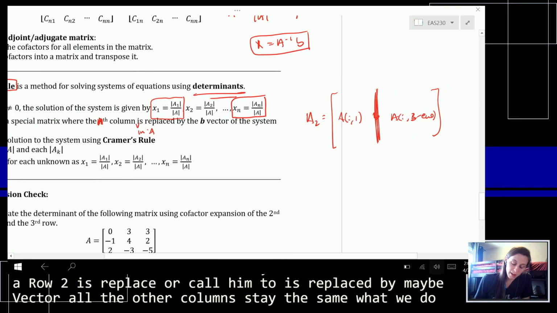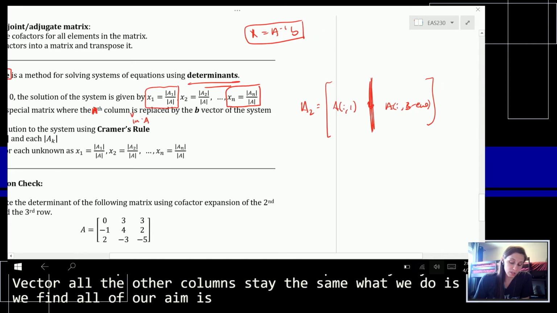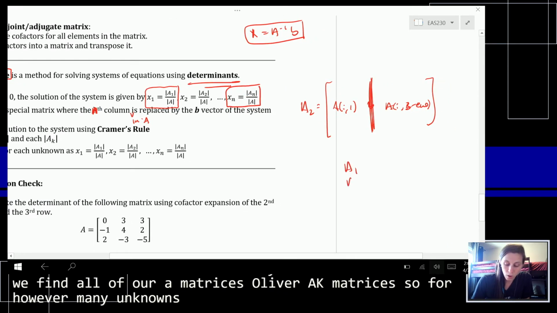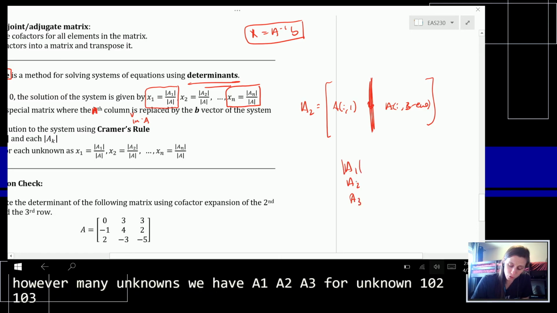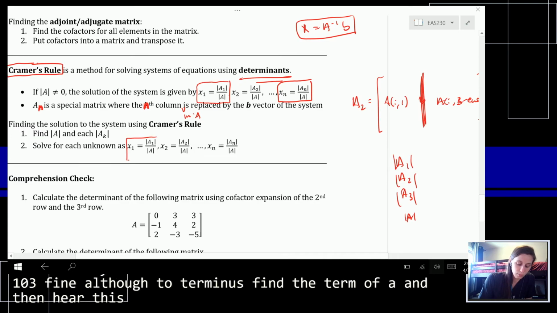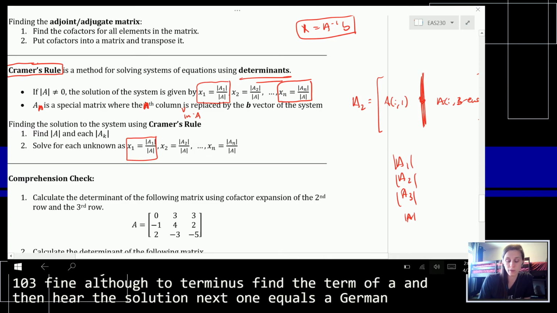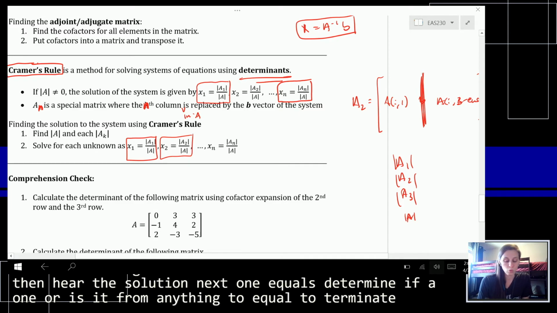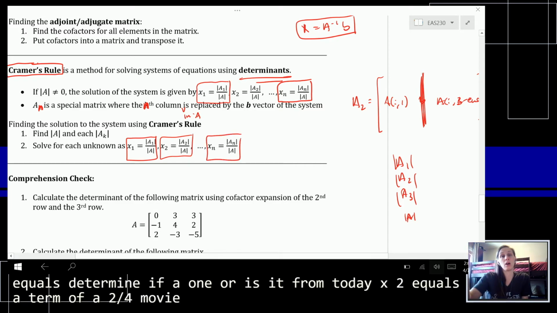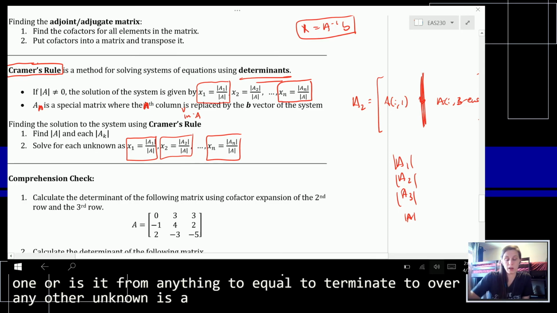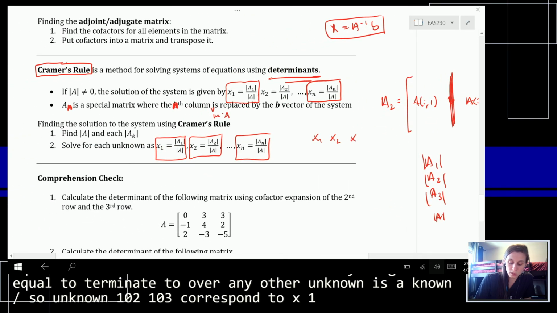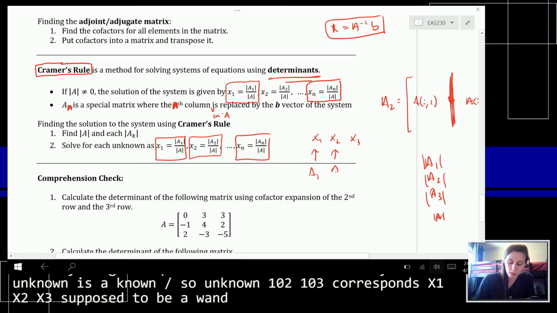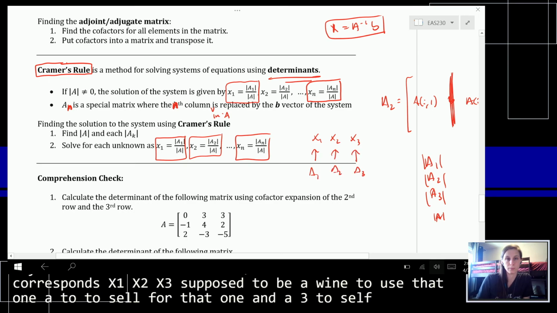So what we do is we find all of our A_k matrices. For however many unknowns we have, A1, A2, A3 for unknown 1, unknown 2, unknown 3, find all of those determinants, find the determinant of A, and then here's our solution. X1 equals the determinant of A1 over the determinant of A. X2 equals the determinant of A2 over the determinant of A. Any other unknown is A of that unknown divided by A. So unknown 1, unknown 2, unknown 3 correspond to x1, x2, x3. So this would be A1 to solve for that one, A2 to solve for that one, and A3 to solve for that one. And there we go.